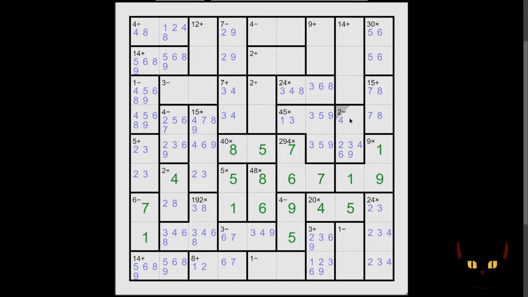goes to 4, 3 goes to 5, 1, 4 goes to 2, or 6. 6 goes to 4, 1, 8, and 9 goes to 7. That's not super helpful, I don't think. It's because I have 4.